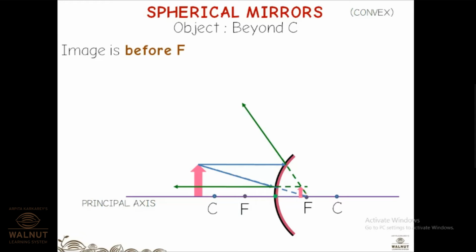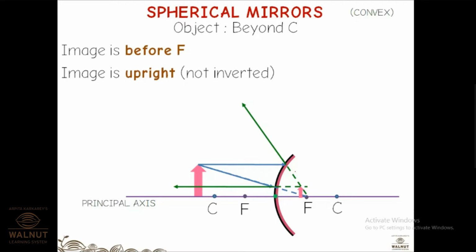I'll just summarize it. Okay, now see, object is placed beyond C. We are drawing two incident rays. First is parallel to the principal axis. Second is passing through the focus. Okay, now it will get reflected in these directions. If the rays are not meeting, we will extend it backwards and we will meet them somewhere here. And as we can see through the figure, image is formed before F. Okay.